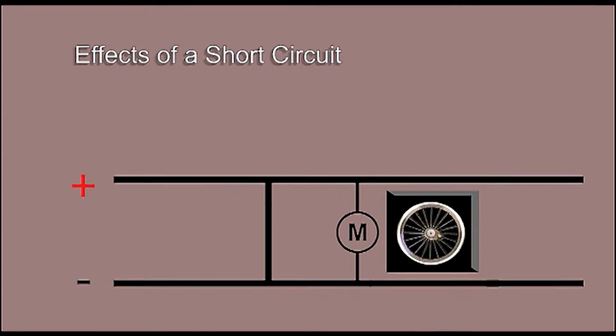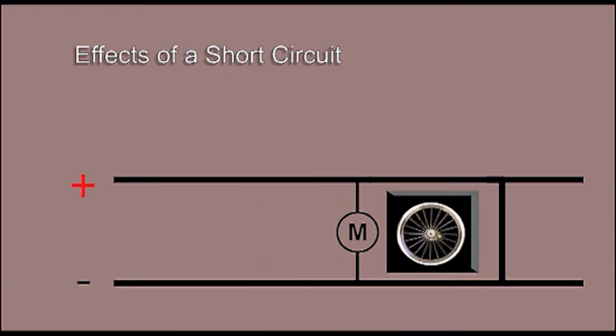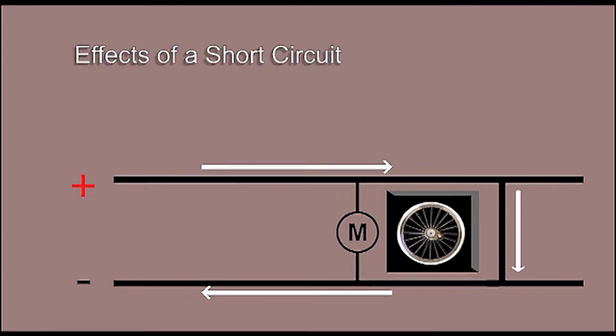If we move the short circuit to here, then exactly the same thing happens. Again, the current finds the easiest path, which is through the short circuit, bypassing the motor. So now we haven't got that nice convenient situation where we can identify where the short circuit might be.